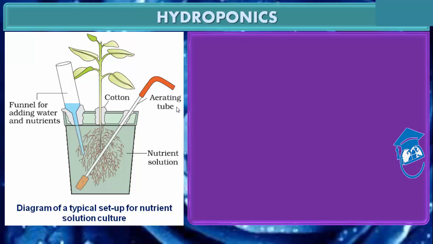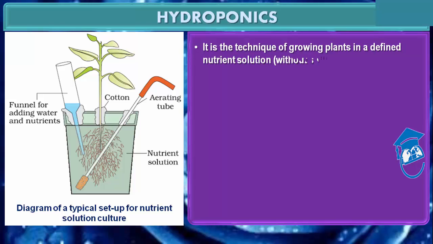In 1860, Julius von Sachs, a prominent German botanist, demonstrated for the first time that plants could be grown to maturity in a defined nutrient solution in complete absence of soil.